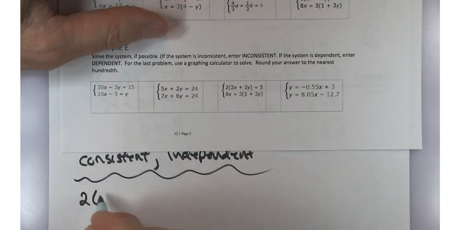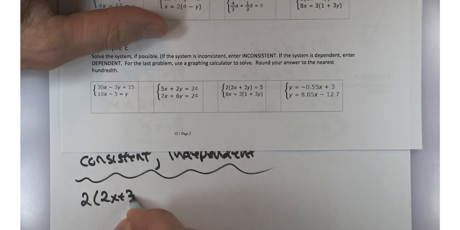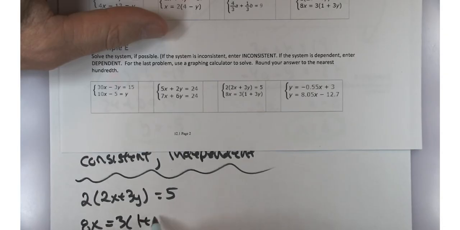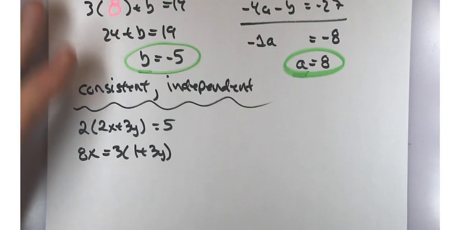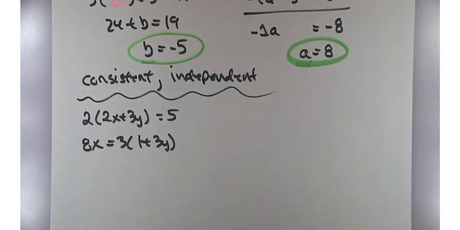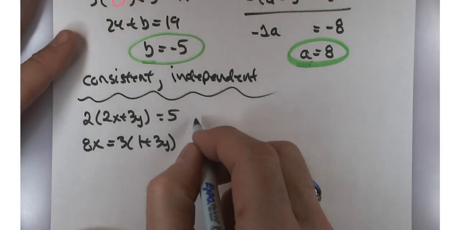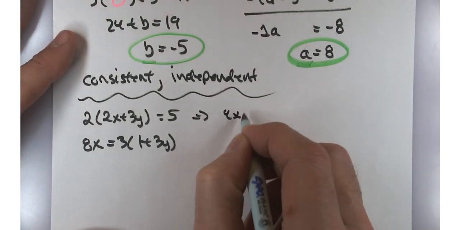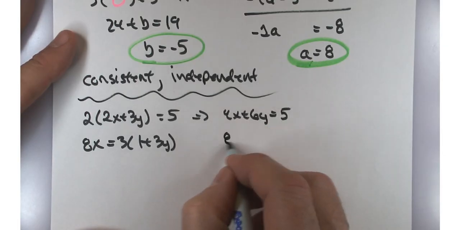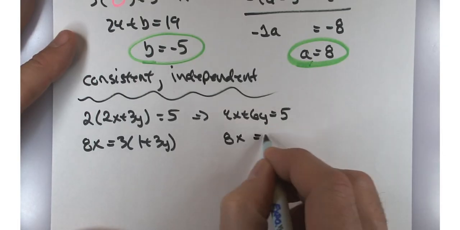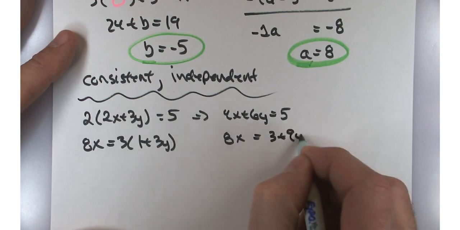All right, so 2 times 2x plus 3y equals 5. 8x equals 3 times 1 plus 3y. How would you start? What would you suggest we do to get started on this one? Distribute. Yeah, distribute. So that's going to be 4x plus 6y equals 5. And then over here I've got 8x equals 3 plus 9y.